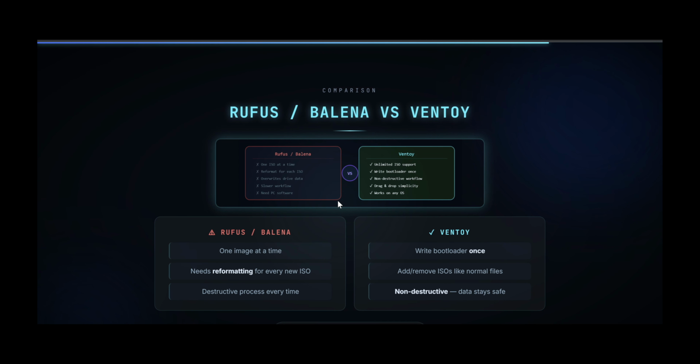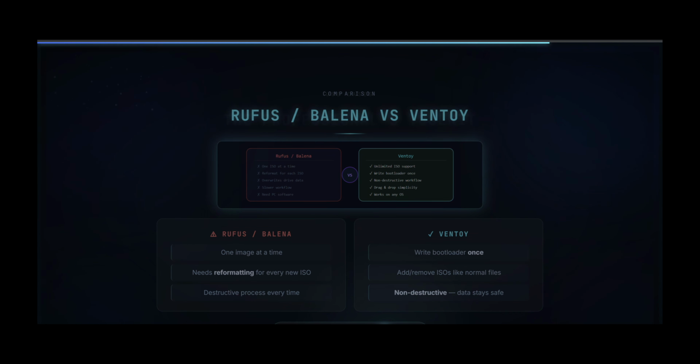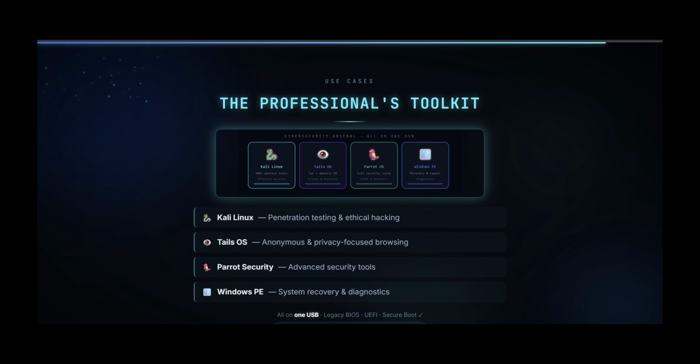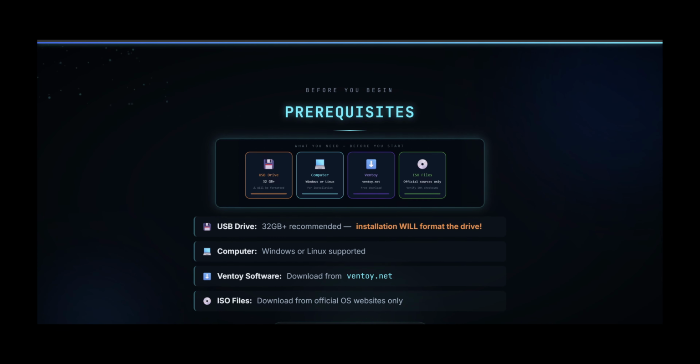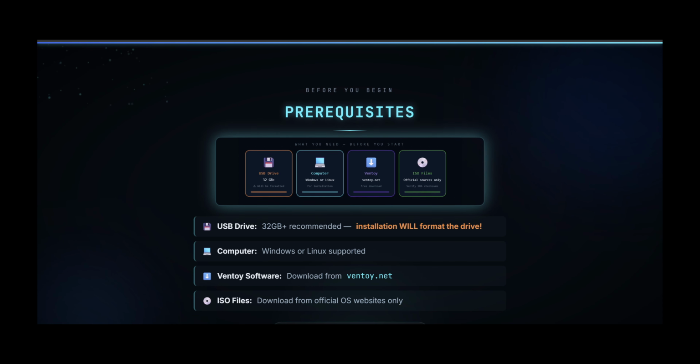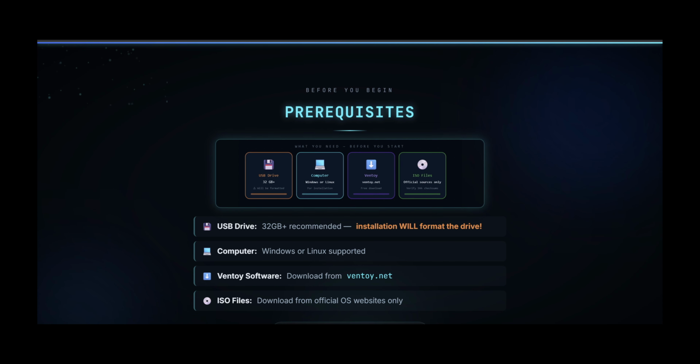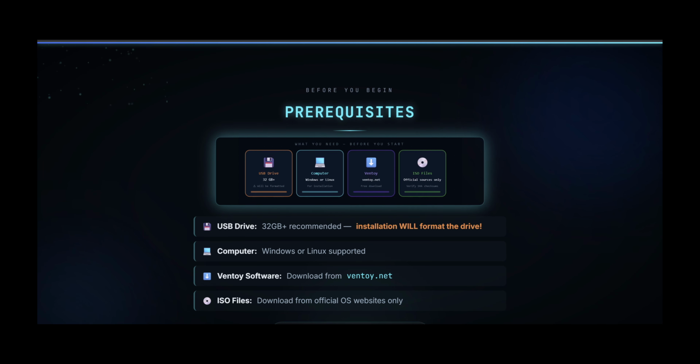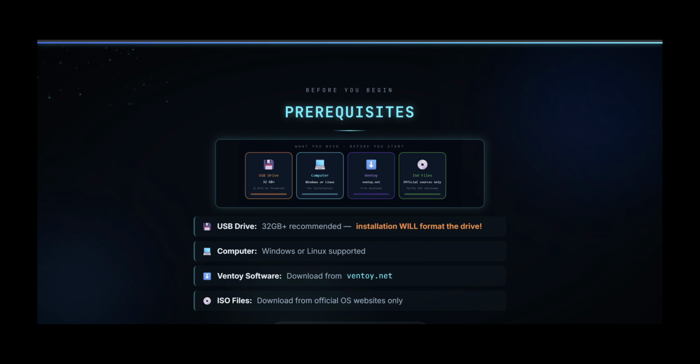This is especially powerful in the cybersecurity world. Think about it. You might need Kali Linux for penetration testing. You might need Tails OS for anonymous browsing. You might need a Windows installation image for recovery work. You might need Parrot Security for a different set of tools. With Ventoy, all of those can live on the same USB drive simultaneously, ready to go whenever you need them.